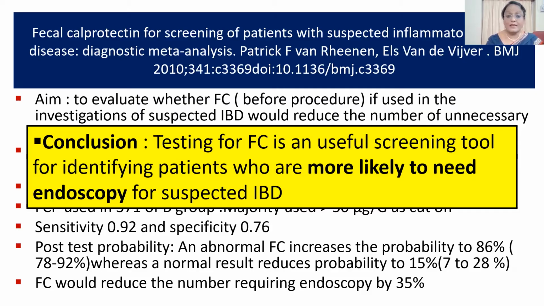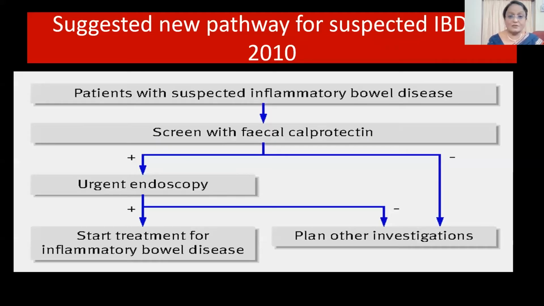So they suggested a new pathway in 2010 for children with suspected inflammatory bowel disease. If you have some features of inflammatory bowel disease, screen them first with fecal calprotectin. And if the fecal calprotectin is high, then you do an urgent endoscopy and start them on treatment if necessary. If it's not suggestive, then you plan other investigations. But if fecal calprotectin is normal or very low, then you do not do colonoscopy. So it was a very simple algorithm.